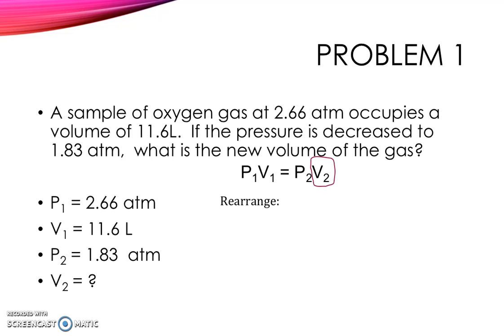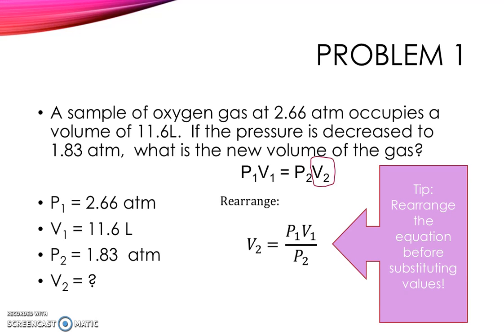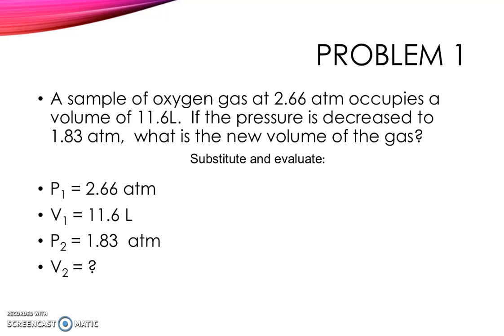We want to rearrange our equation to isolate V2. I really strongly encourage you to do this before you substitute your values. When you're showing your setup, you're less likely to put the wrong number in the wrong place. So now that we've got V2 isolated, P1 times V1 over P2, now we can substitute in our values. We put all our numbers in and type things into the calculator.